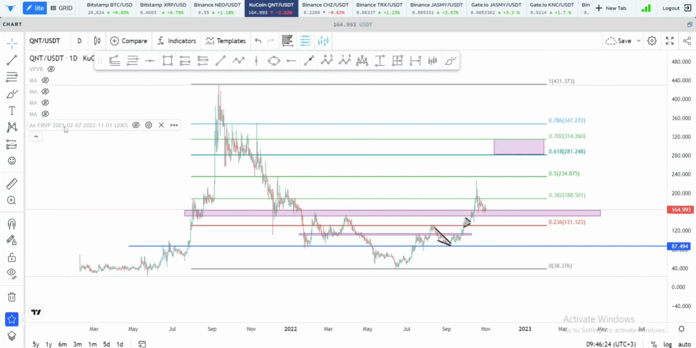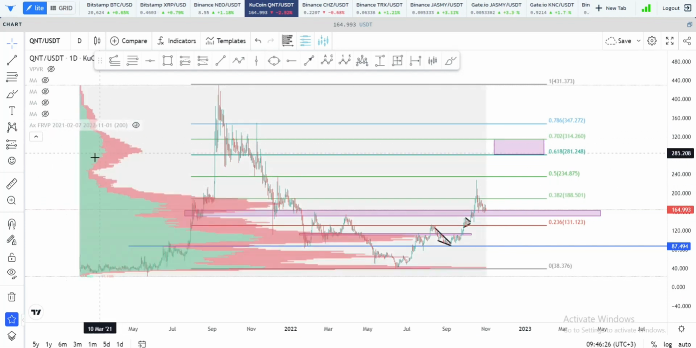And on top of that, I'm looking at the fixed range volume profile right here. You can actually see that there is volume that was traded right here, and usually the chart is attracted to where the most volume is. So basically, using those two reasons, I am looking forward to the price target of something like $281 to $315 in the immediate short term, right?